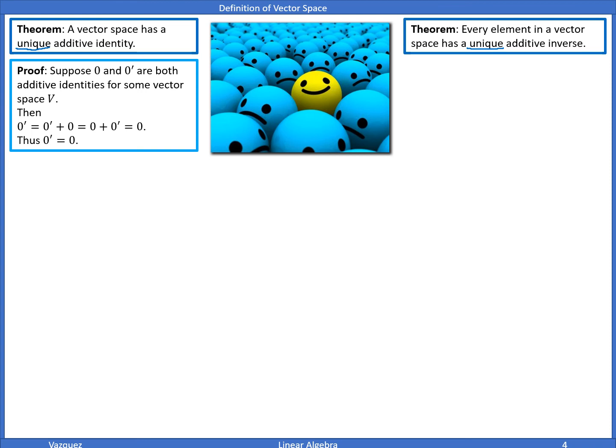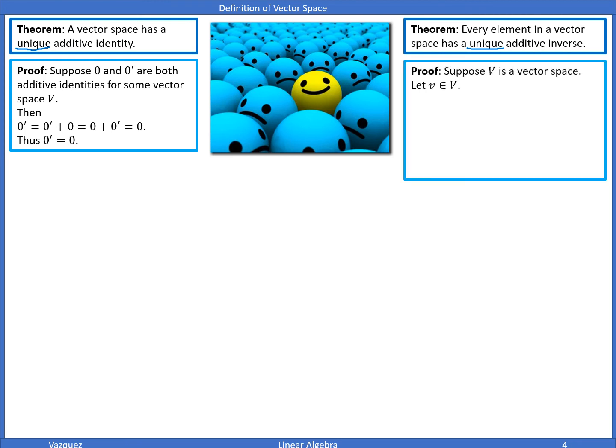The proof is similar for this theorem to the right, saying every element in a vector space has a unique additive inverse. So how do we start with this? We suppose V is a vector space, and we're going to let v be an element of V. Again, to show uniqueness, we're going to suppose w and w prime are additive inverses of v. We want to get to our conclusion that w is indeed equal to w prime.